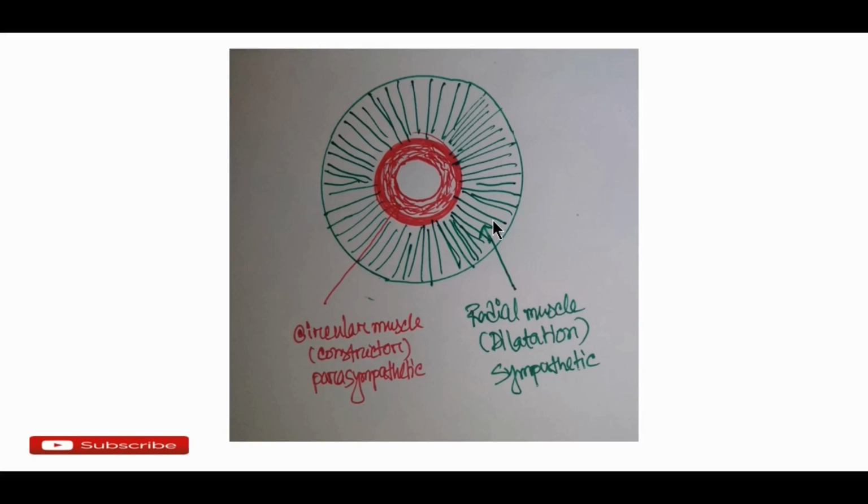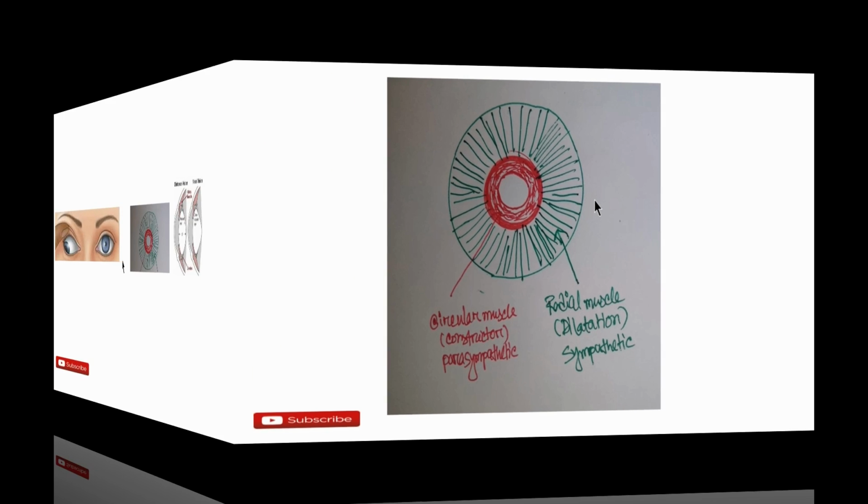If we examine the light reflex, then the direct light reflex will be lost as the circular muscle is affected due to parasympathetic nerve impairment, but the consensual reflex of the opposite eye will remain normal.